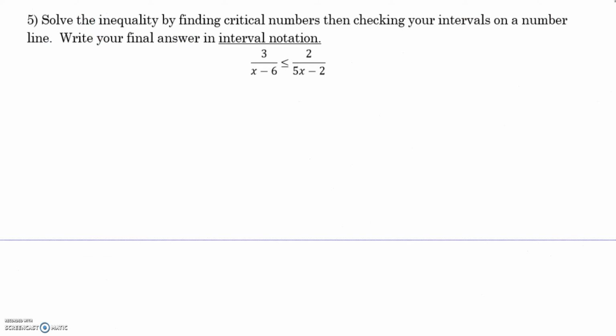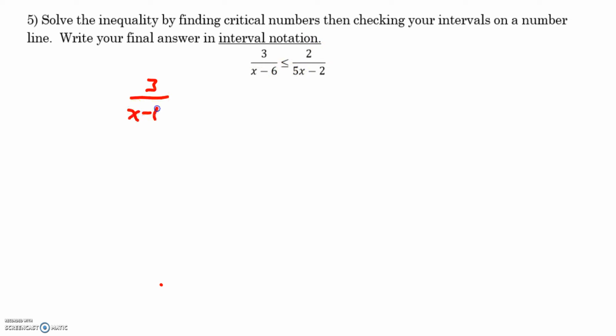Number 5, solve the inequality by finding critical numbers and then checking your intervals on a number line. So the first thing we need to do on this problem is get one side to be 0. So I'm going to subtract this term over here. 3 over x minus 6 minus 2 over 5x minus 2 is less than or equal to 0.